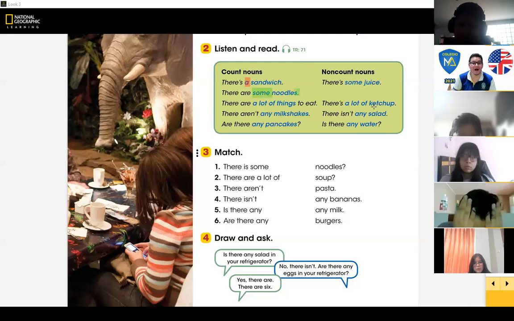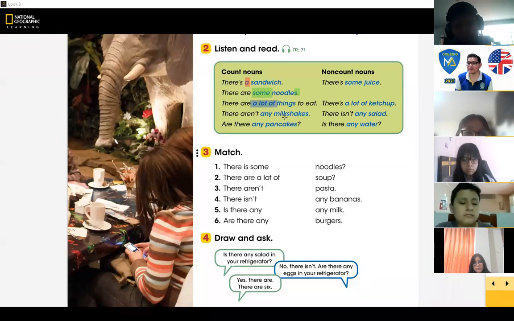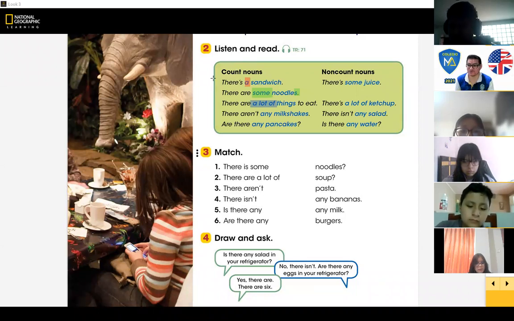¿Ve? Digo, there are some noodles. ¿Ya? Ojo con ese detalle. There are some noodles. Ahora mira aquí, la siguiente parte también está en plural. Digo, there are a lot of things to eat. Si te fijas bien, ¿qué estoy utilizando? A lot of. ¿Ya? Este a lot of también es característico de los countables, de los que se pueden contar.